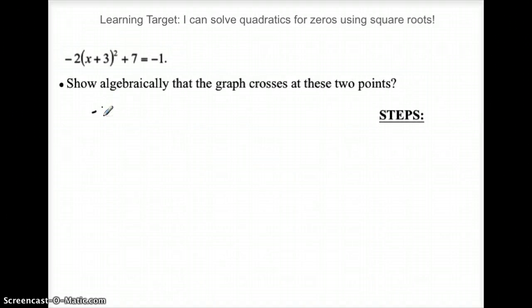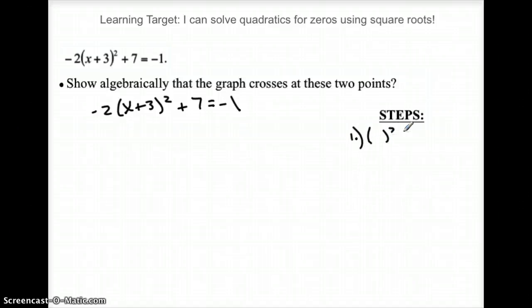So we just have to solve this for x. Same steps as before. We want to first get those parentheses squared alone. We want to isolate them. So we have a little bit more work to do on this example. First, subtract 7. So that's going to equal -8.